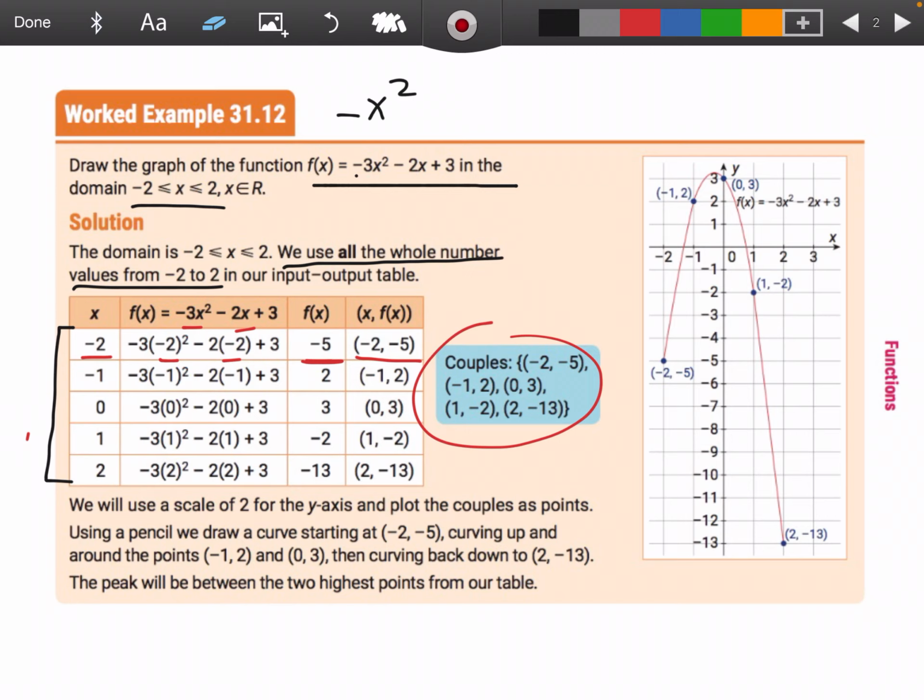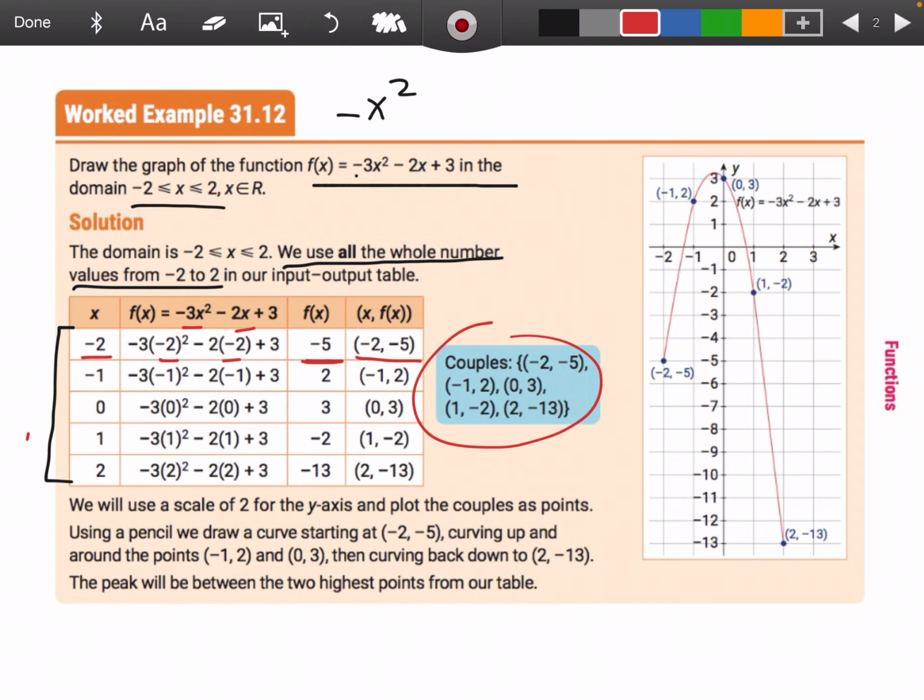Okay, it's not a straight line. We don't use a ruler to draw a straight line, straight line, straight line, straight line. It's not like that. It has to be a curve, a sweep. So we have to do that carefully in our diagrams.